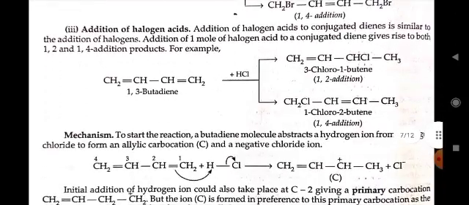Addition of halogen acids. Addition of halogen acids to conjugated dienes is similar to the addition of halogens. Addition of 1 mole of halogen acid to a conjugated diene gives rise to both 1,2 and 1,4 addition products.